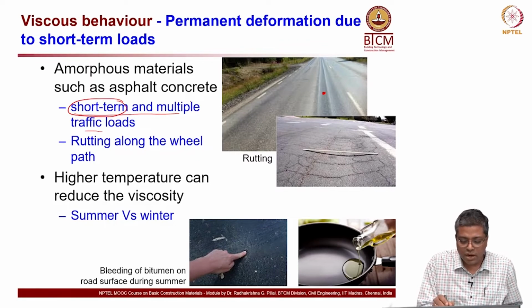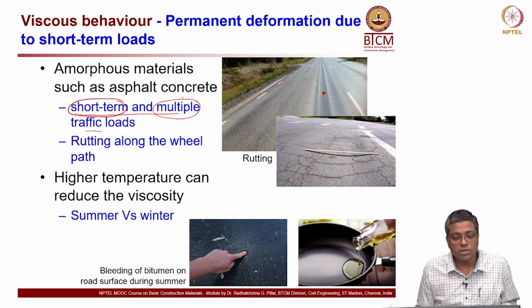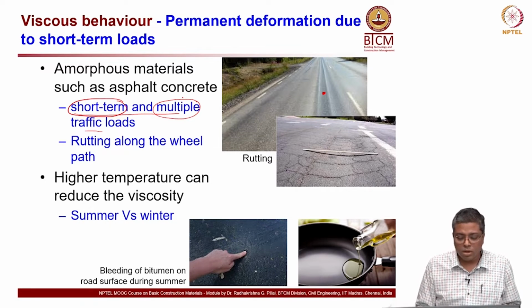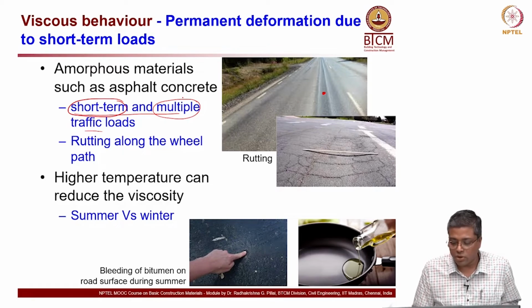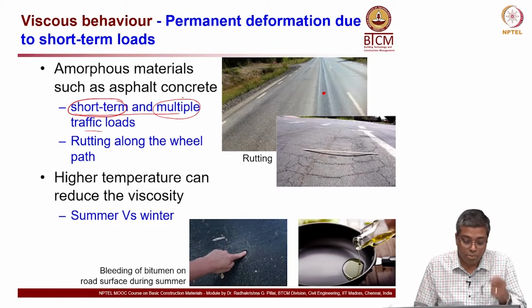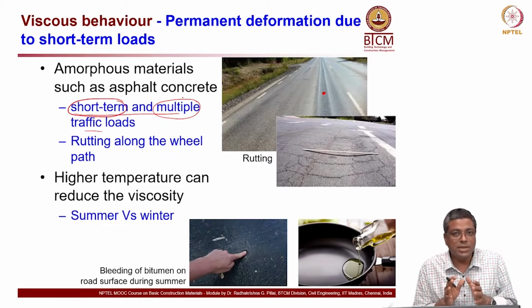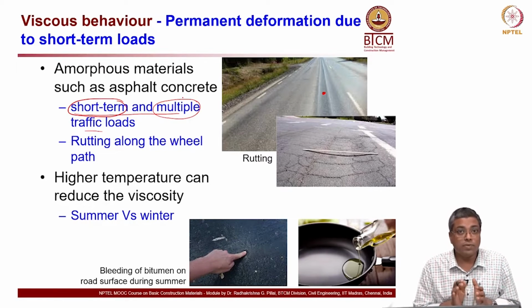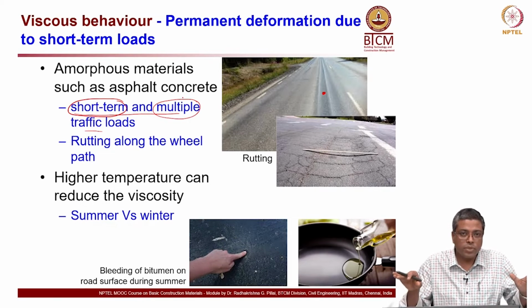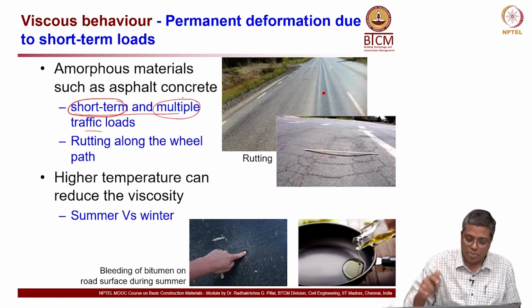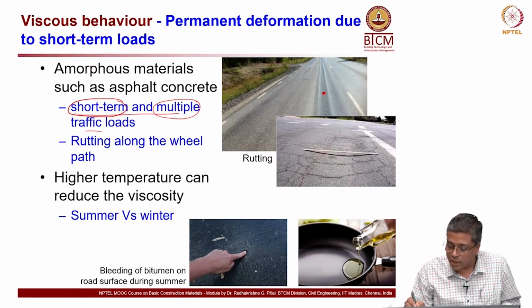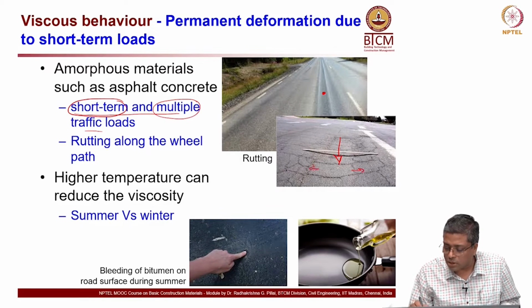And then multiple traffic loads are also there. That means depending on the number of vehicles, the traffic load will be more in number. And what happens because of this? The material, or the asphalt, starts flowing laterally because of this load application. You can see here that there is a deformation like this, and then there are also movements which happen in this direction.